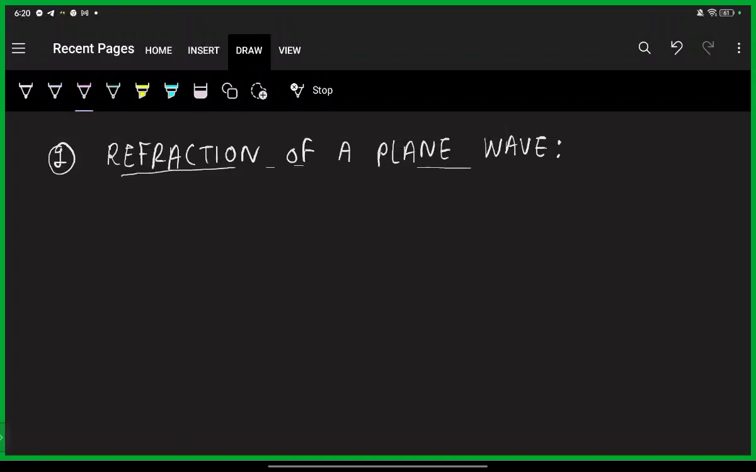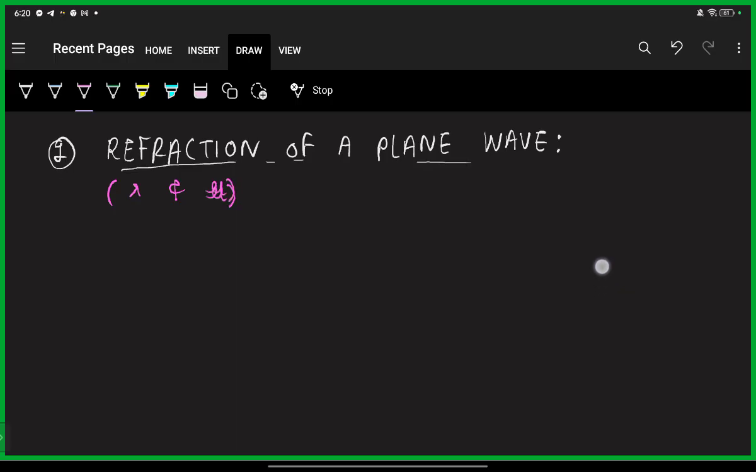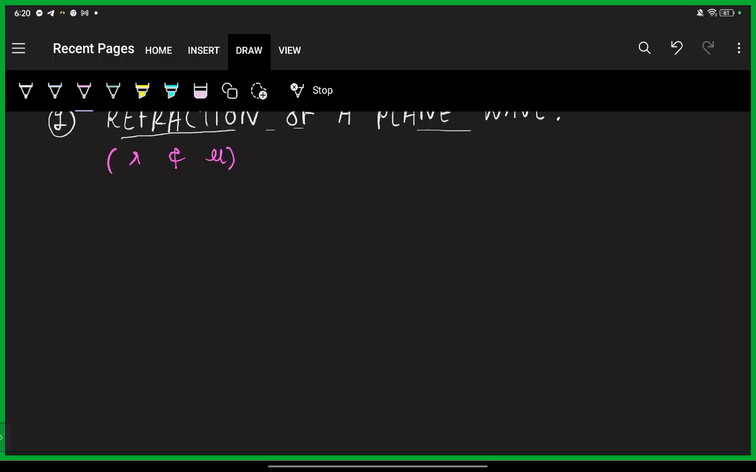So here in this theory, we are deriving the relation between wavelength and refractive index. All right. So let's draw the diagram.